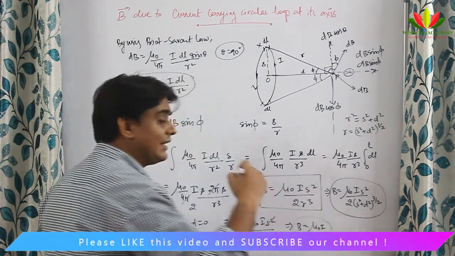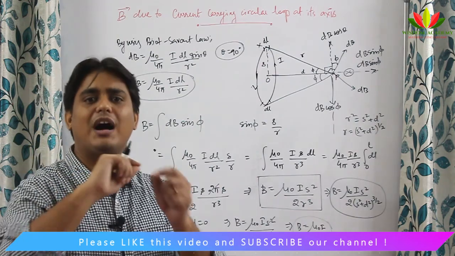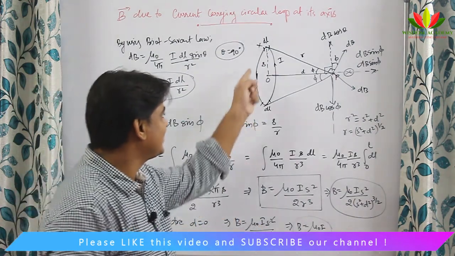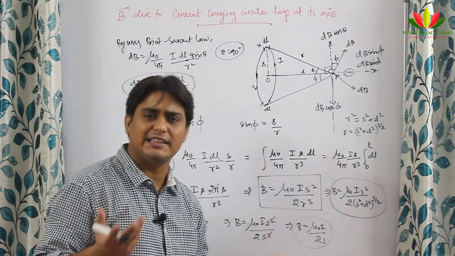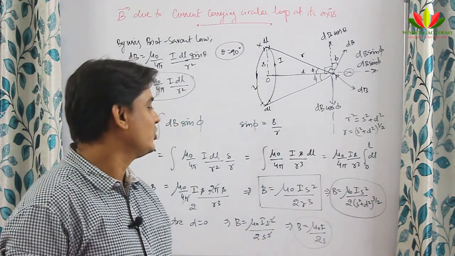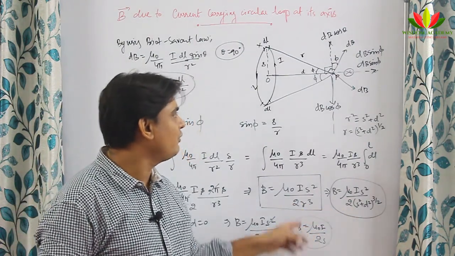You remember there I got mu naught I by 2r because I took r as the radius of the circle, but here I am taking s as the radius, so I get mu naught I by 2s, which is exactly the same as what we found in the previous case. So this is the main formula. This you can get if you take the point at the center.